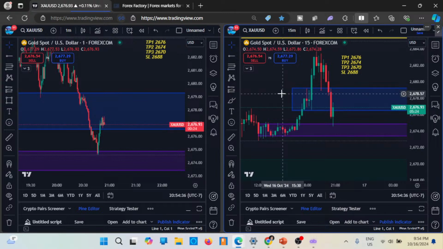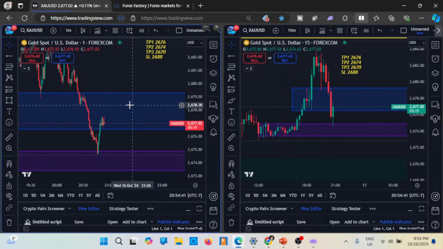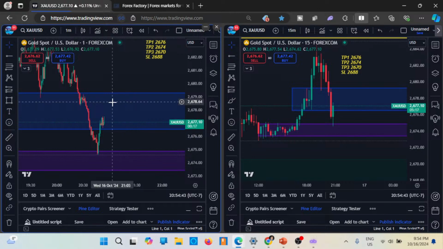And we hold the buy till 26.79. Yeah, 26.79 is the resistance. I would get out before 26.79. Okay, I'll say target 26.78, 26.78.3.